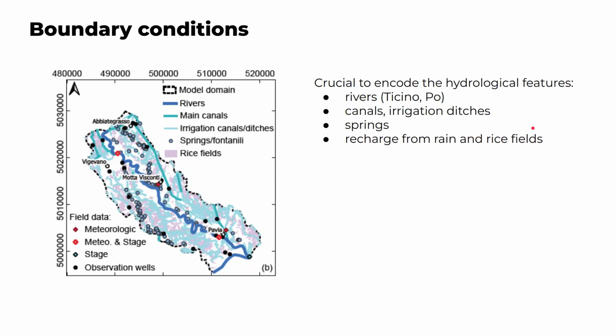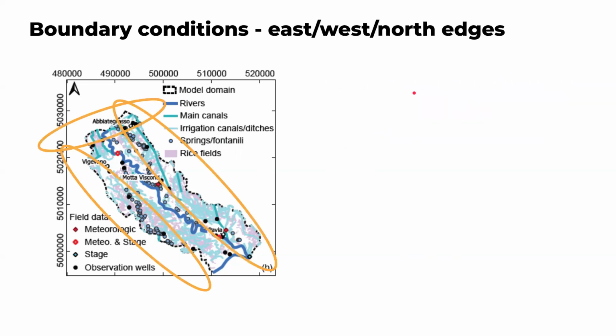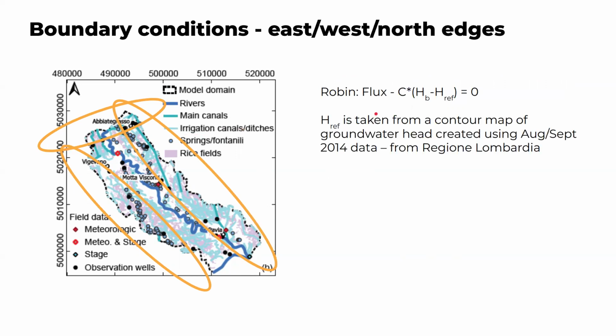So, boundary conditions. On the base of the aquifer, there's a Neumann condition, no flow. Then there are 3 edges, west, east, and north, where we impose a Robin condition. Okay, this is the equation of the Robin condition. The flux is equal to a constant times the difference between heads.